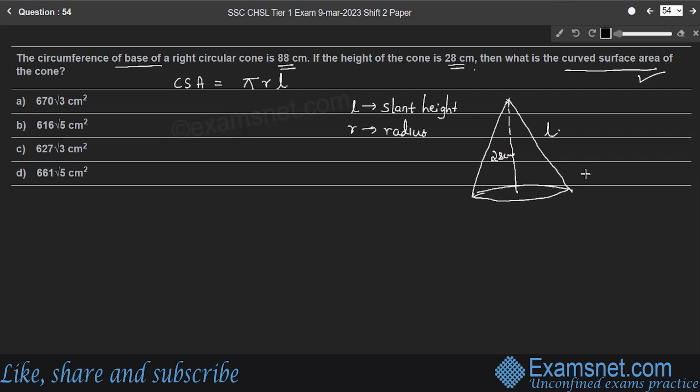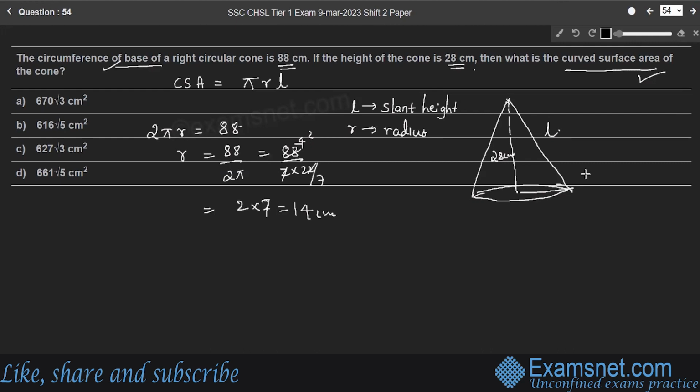First, let us find the radius of the right circular cone. Here, the circumference of the base of the cone is given. Circumference is 2 pi r, so 2 pi r is equal to 88 centimeter. Therefore, radius is 88 by 2 pi, which is 88 by 2 into 22 by 7. Therefore, 22 into 4 is 88, so 2 into 2. It becomes 7 into 2, which is 14 centimeter, the radius of the base of the right circular cone.